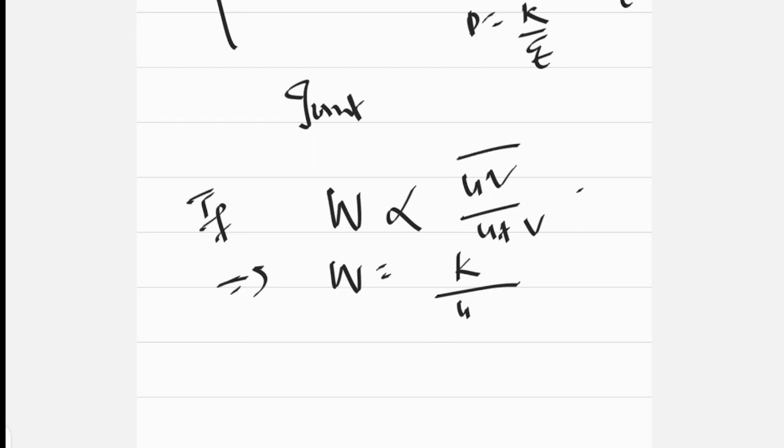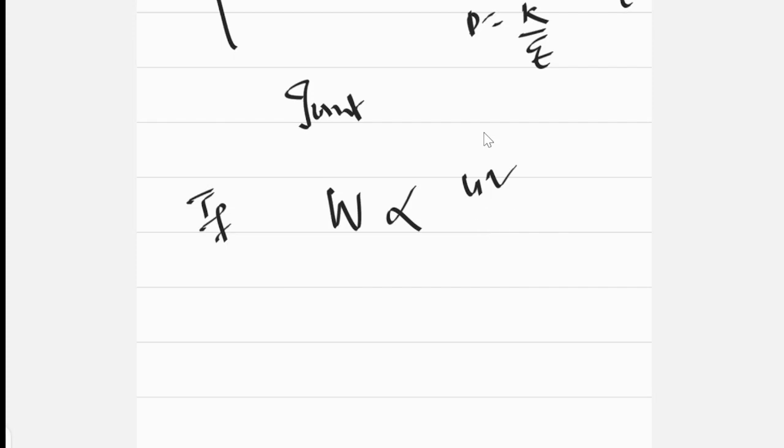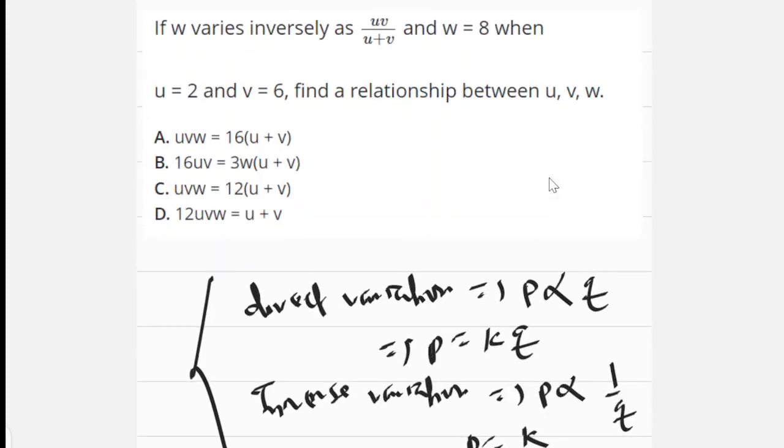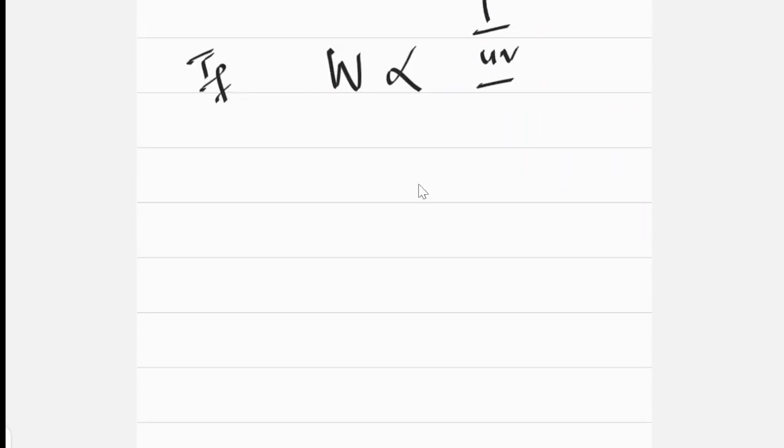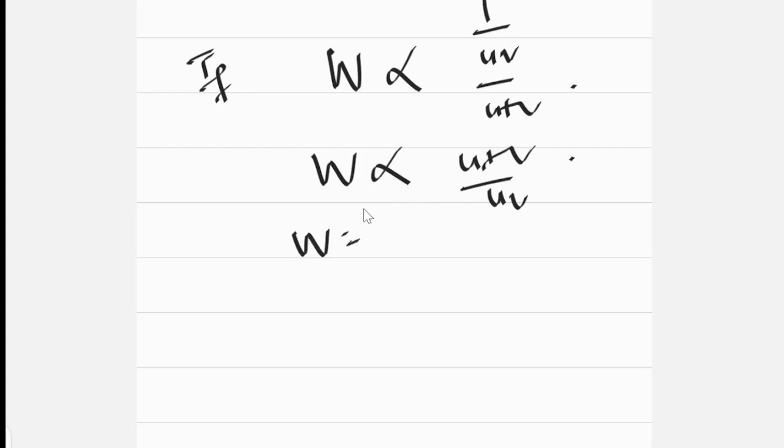Sorry, let me rewrite it. You know, it is not a direct variation. So inverse, that will be 1 over UV divided by U plus V. And from here, you can say it varies as U plus V divided by UV. I hope you understand now. So from here, the moment you equate this, W is equal to, then there exists a constant of variation K, U plus V divided by UV.